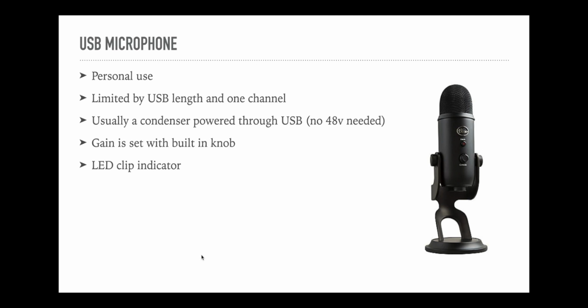It's usually going to have a knob on the front of it where you can set your gain, and an LED clip indicator. So if that LED light starts flashing red as you're playing into it, it means that your signal is going to be distorted. It's going to be overloaded. So you want to turn that gain knob down just a bit. And in this situation, that's really all you need. You plug in the microphone via USB into your computer, and it's an all-in-one microphone recording interface.